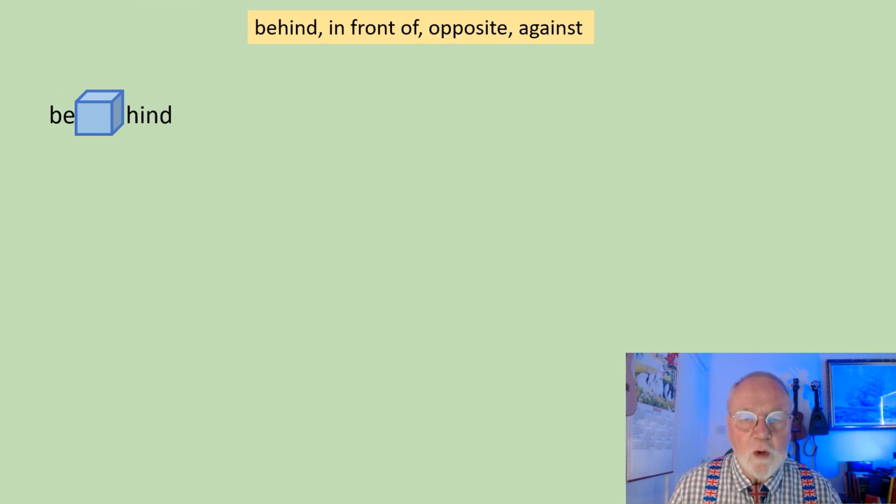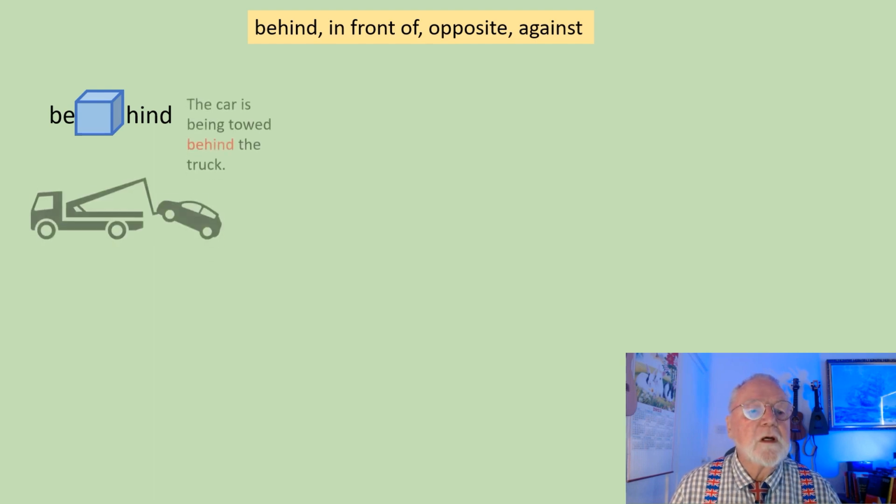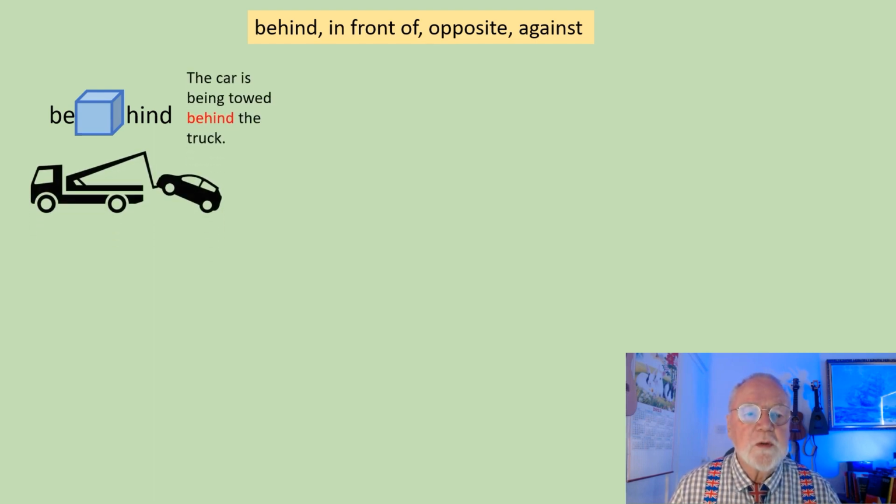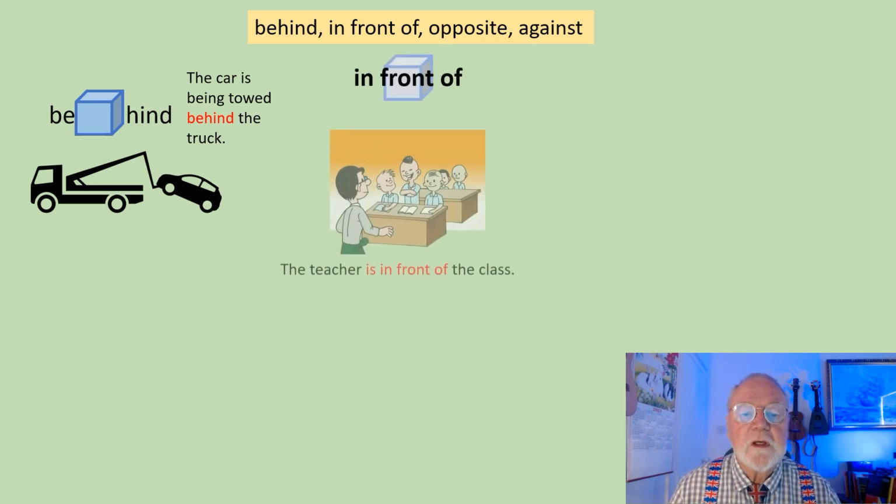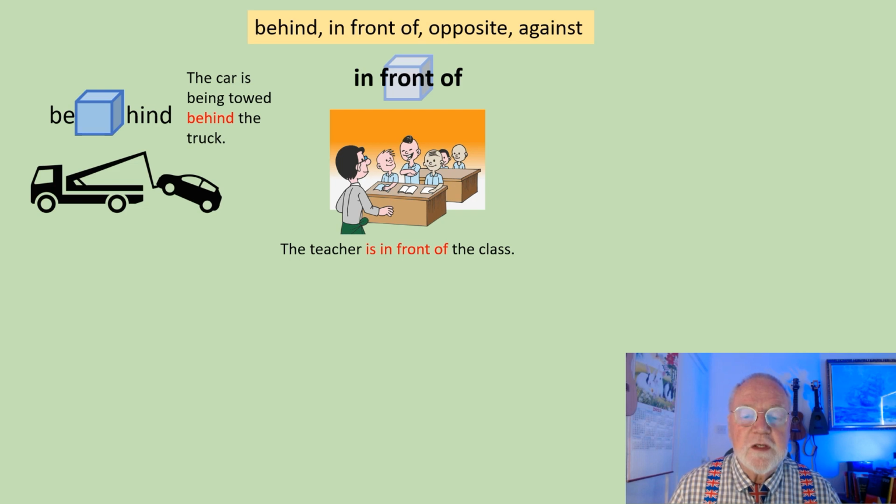Here are four more prepositions of place: behind, in front of, opposite, and against. Behind, the car is being towed behind the truck. And of course the opposite of that is in front of. The teacher is in front of the class, but here we use a prepositional phrase.